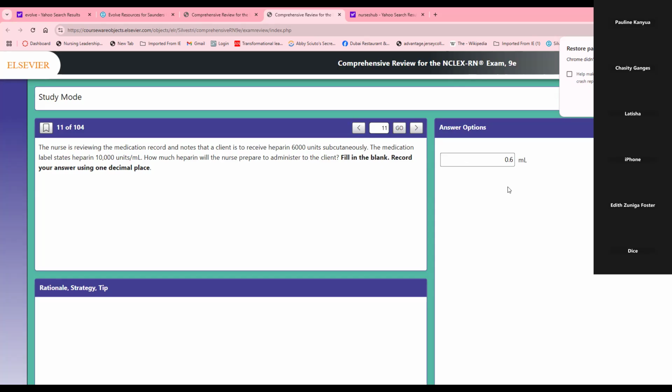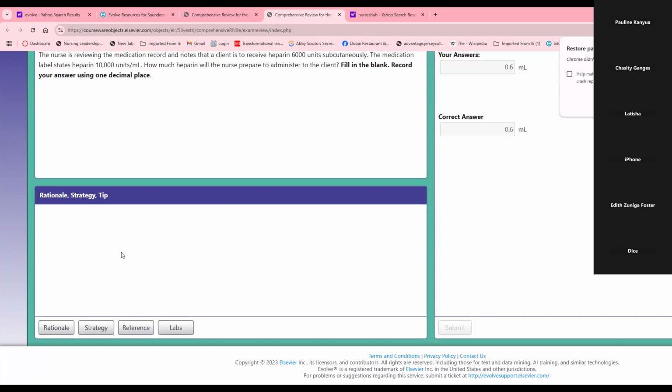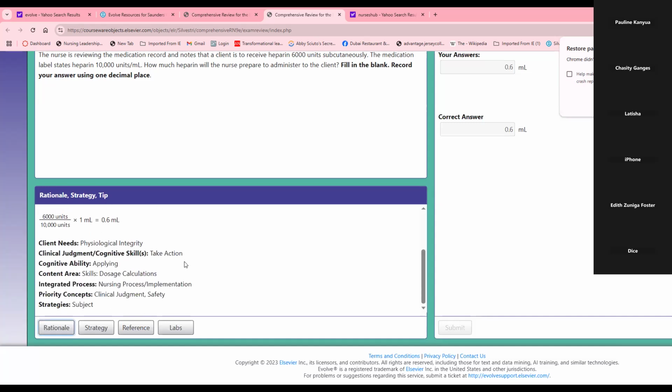I don't understand that, Mrs. Loach. Look at the question, look at what I put in the box. 0.6. Is that 1 decimal place? Yes. Okay, that's because 2 would be this, 3 would be this, 4 would be that. Okay, thank you. All right. Okay, there we go.